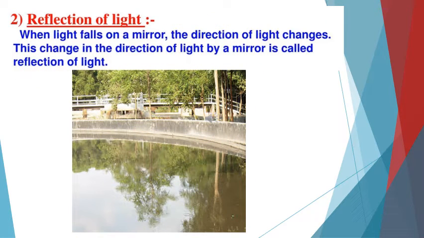We all have noticed in our day-to-day life that when light falls on a mirror, the direction of the light changes. This change in the direction of light by a mirror is called reflection of light. Now, we can also see this reflection when we see our image in clear water.